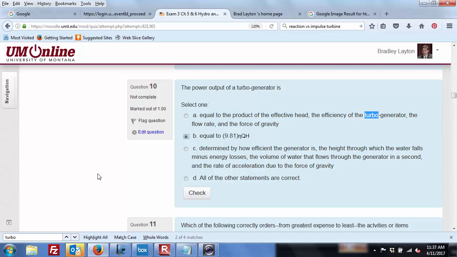What else? Yeah, one more. Yeah. In hydro systems, the device most commonly used to convert the energy in moving water to electrical energy is.